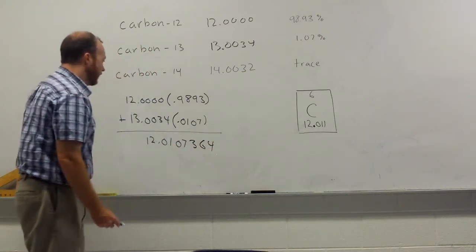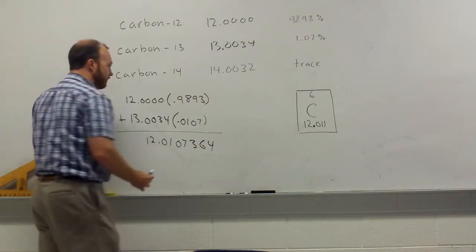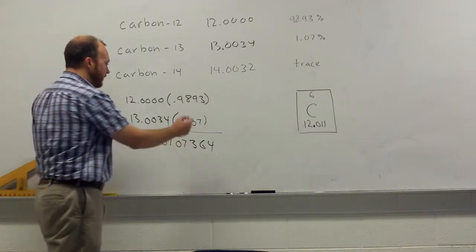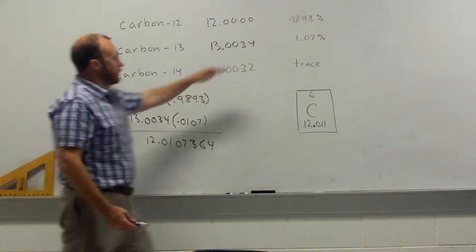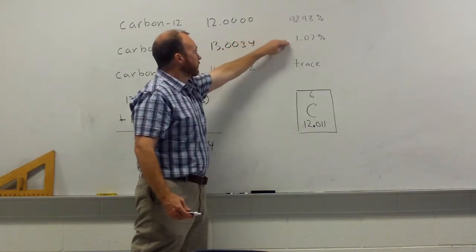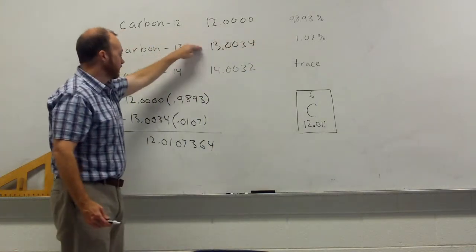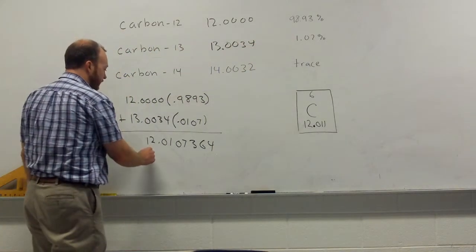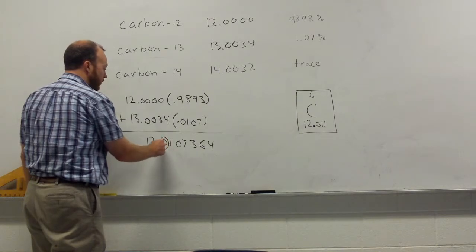12.0107364. Now, I have it rounded. I have not followed significant figure rules. If I did follow my significant figure rules, this has 4 significant figures, this has 3 significant figures, these have more. If I rounded this off to 3 significant figures, I would be rounding it off to 12.0.